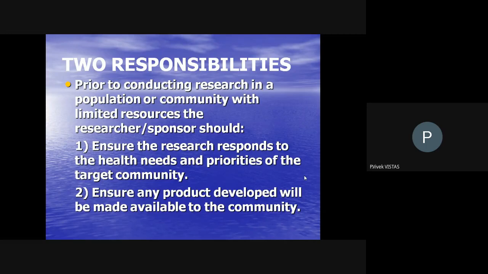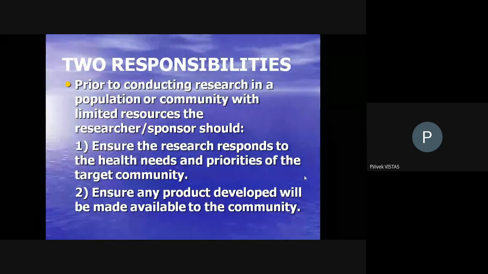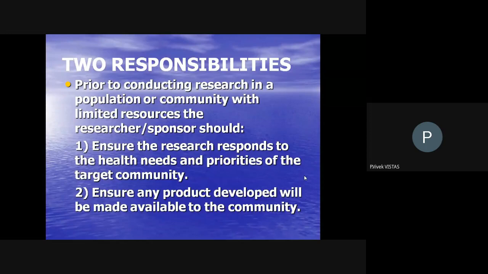Now, when we do a project in a region with limited resources, in an area in that category, two things we need to consider: the needs and priorities of the community. The research we do should be useful for the targeted community, and the product developed should be helpful to the community. These are the two responsibilities a researcher needs to consider.